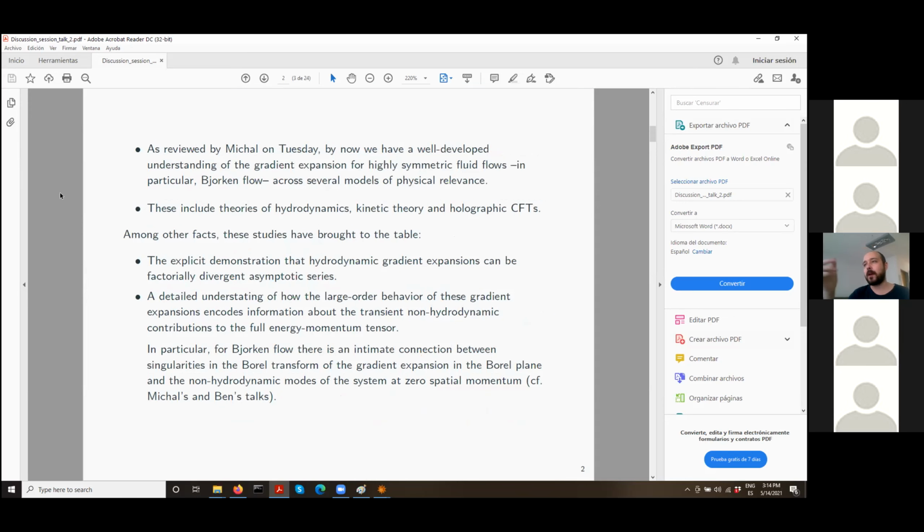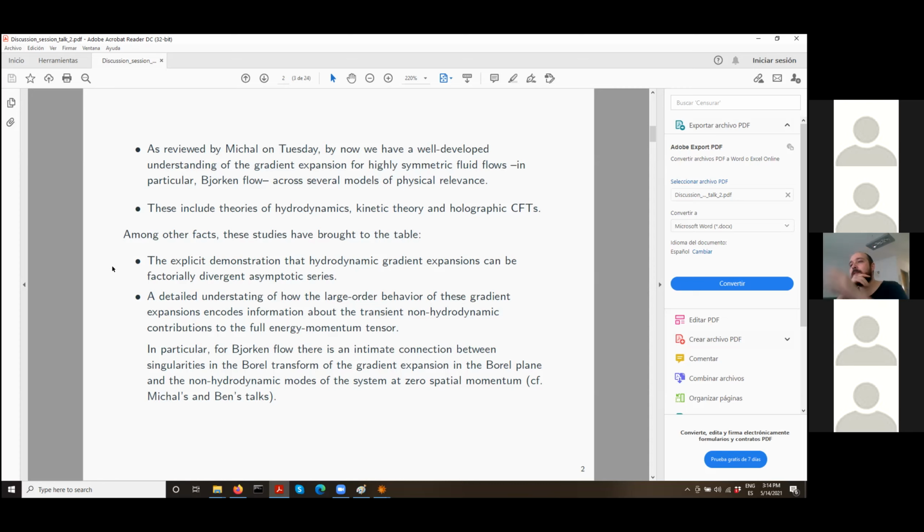And as was reviewed by Michał on Tuesday, I would say that by now we have a well-developed understanding of how the gradient expansion behaves in highly symmetric fluid flows, in particular Bjorken flow, across several models of physical relevance. The common feature of these models would be that they involve systems of partial differential equations, or as is the case of kinetic theory, perhaps systems of integro-differential equations. And among other facts, as the main highlights of these studies that I would put here, and if you have some other point that you want to emphasize, please interrupt me and say it.